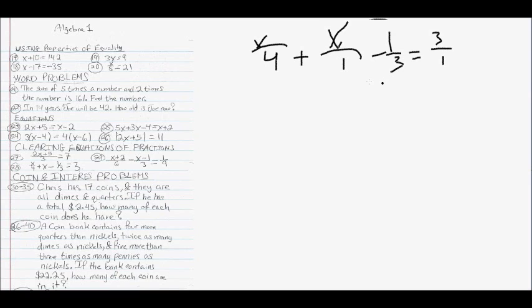So what we have to do is look for a common denominator. We have 4, 1, and 3. Can 3 go into 4, or 4 go into 3? No. But we can multiply them together. 4 times 3 gives us 12. So the common denominator that I'm going to choose is 12. So I'm going to multiply each fraction by 12 over 1.